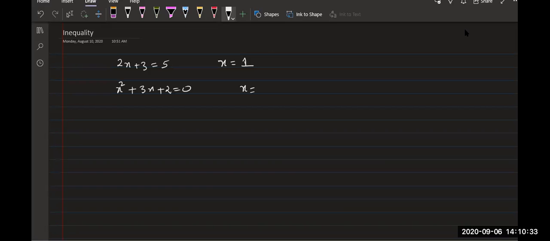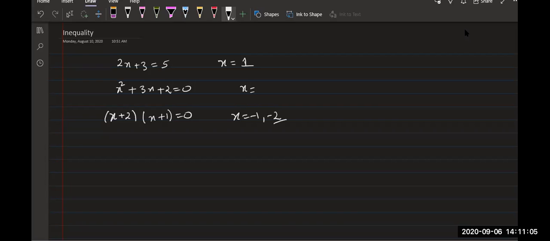So if I split the middle term, it will be x plus 2 into x plus 1 is equal to 0, which will give you x is equal to -1 and -2. I hope everyone is clear with this. You already know how to solve this. So when we talk about equations, we are getting a definite, fixed value which will satisfy the relation.